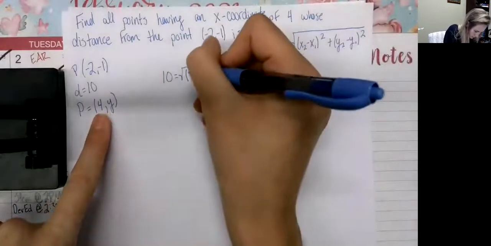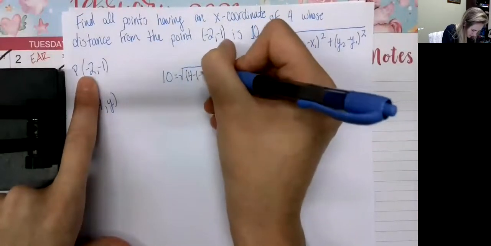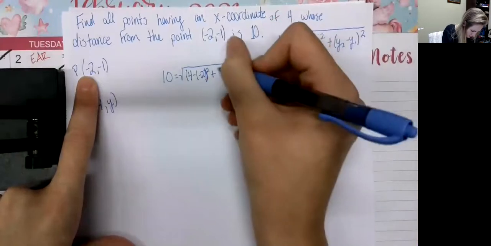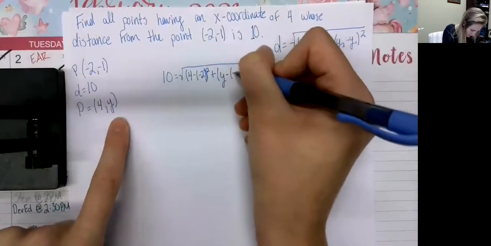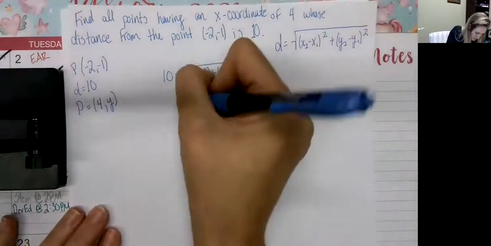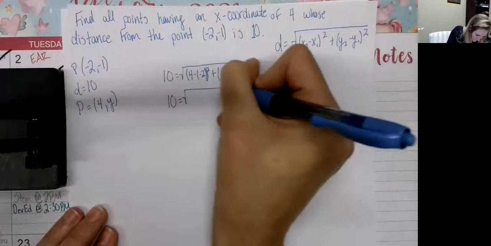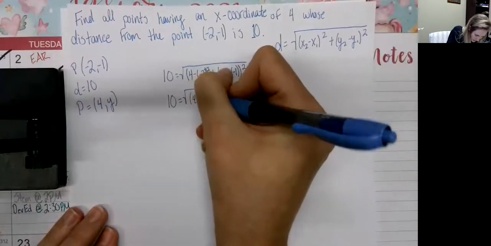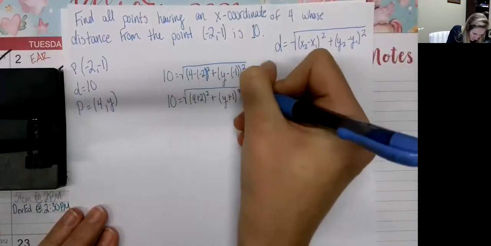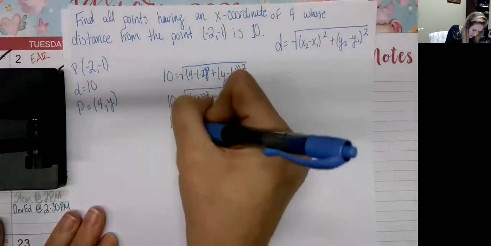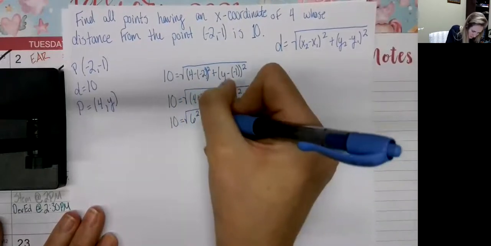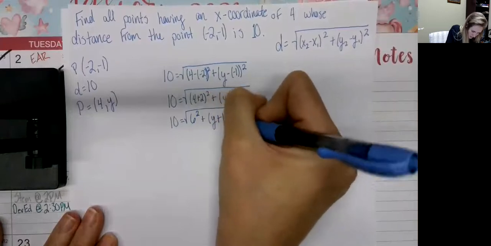x2 is going to be 4 subtract -2 squared, plus y subtract -1 squared. I'm going to go ahead and simplify what I can. So I'd have 4 plus 2 squared and y plus 1 squared. So we have 10 equals the square root of 6 squared plus y plus 1 squared.